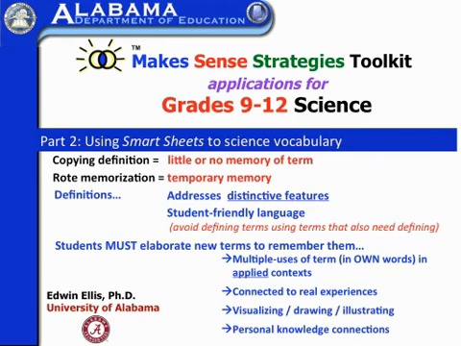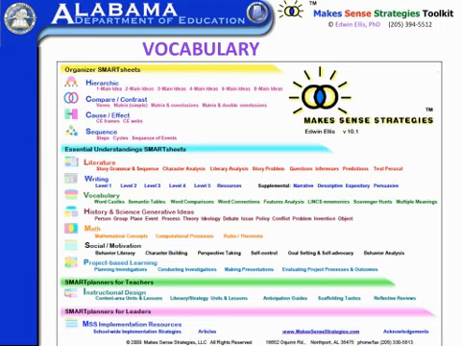So the vocabulary tools that we're going to be looking at from the Make Sense strategies are really designed to target and facilitate various things that you can do that encourage student elaboration. And so what you won't see is a lot of copy the definition and memorize it sort of thing, but rather smart visuals or smart sheets specifically designed to promote this form of student elaboration.